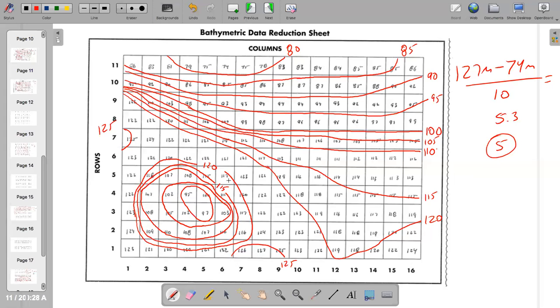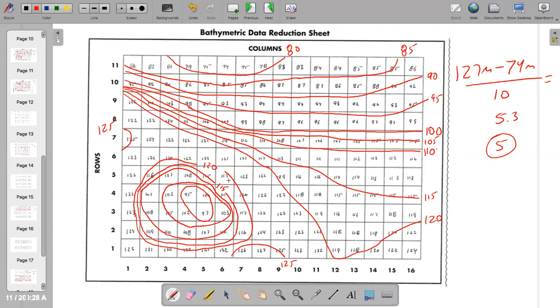So it's understood that if the interval is every 5 feet and you see these smaller numbers, then you can see that these must be like the 100, 105, 110, 115, 120. But you wouldn't have to label all of them necessarily, just so there's some kind of reference.